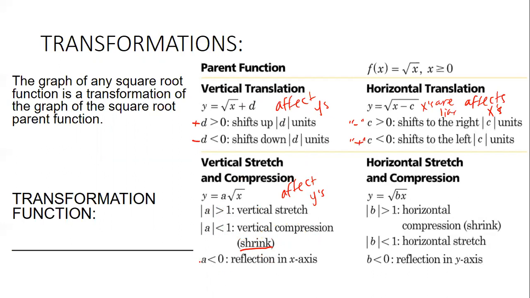Now, when you're taking into consideration, if a is negative, that's a reflection in the x-axis. So it's going to reflect over the x-axis. So instead of our function forever increasing, it's now forever decreasing.